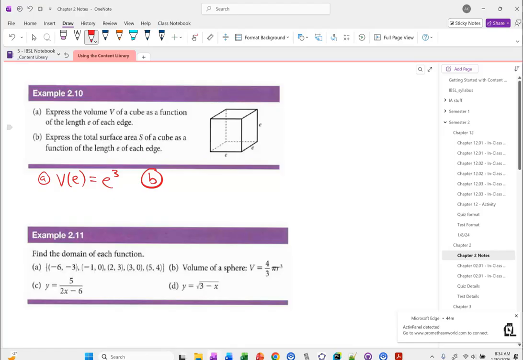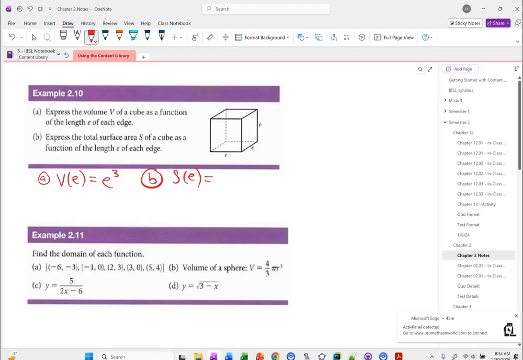Express the total surface area S of a cube as a function of the length E of each edge. So here we're writing a function S of E. What is surface area describing? All the areas of the surfaces, right? Okay, how many surfaces does the cube have? 6. Are they all the same or all different? All the same. So we're just going to find the area of one of them and multiply it by 6.